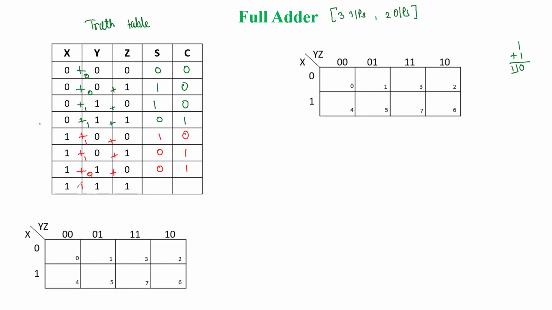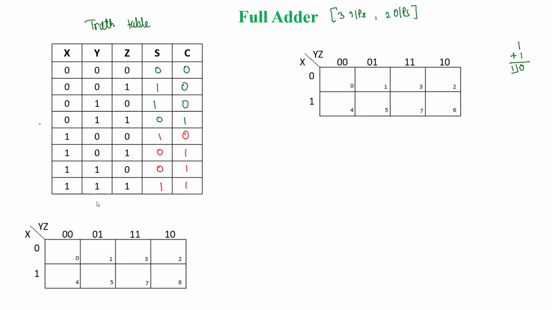Again we have 1 plus 1, sum is 0, carry is 1. So now this 0 is added with this 1. So 0 plus 1, we have 1. Like this we are able to complete our truth table. Now from this truth table, we have to obtain the Boolean function. So for that purpose, we are using the K-map.